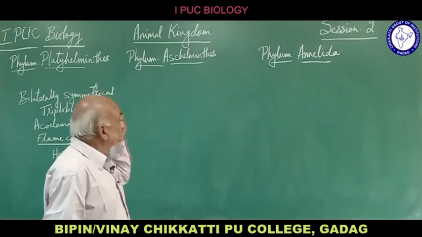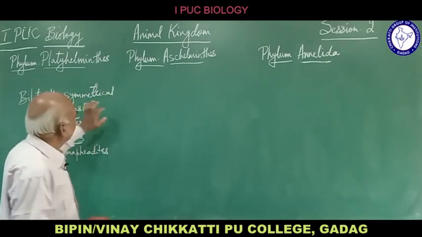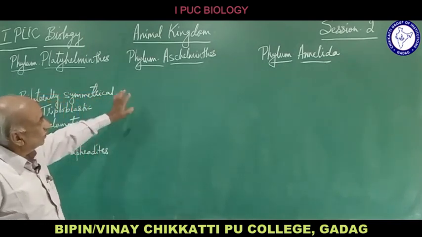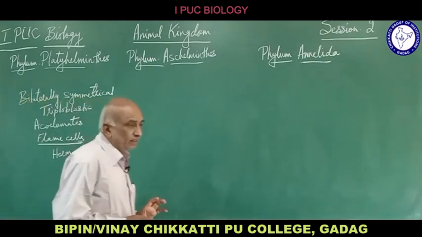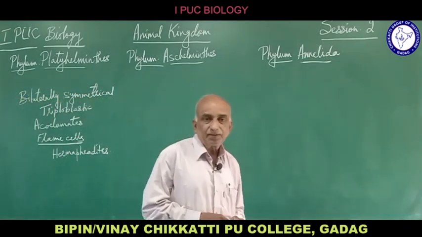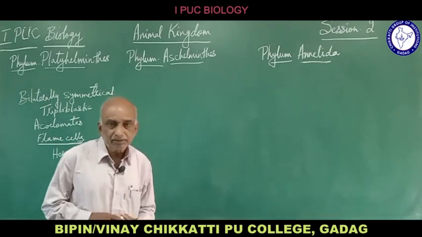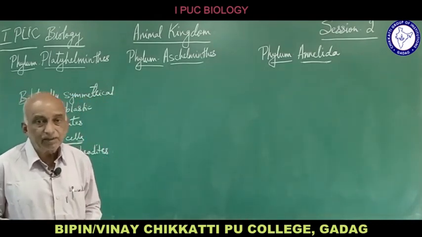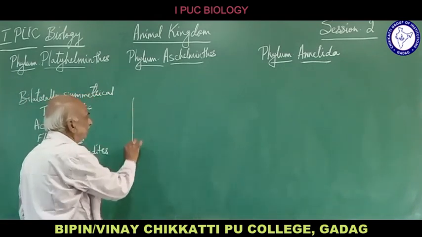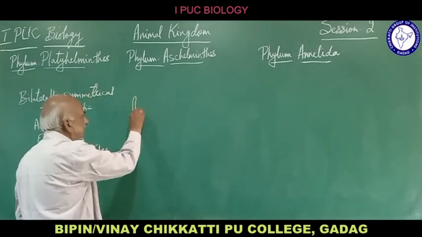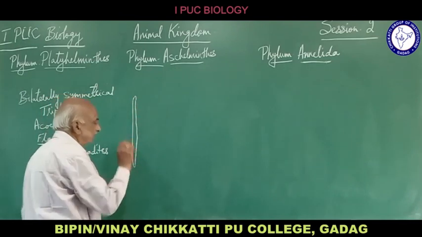Now coming to the characteristics of this phylum Aschelminthes. In this we come across the common disease-causing animal, the roundworm. Already we have seen this roundworm. The roundworm has a cylindrical body.